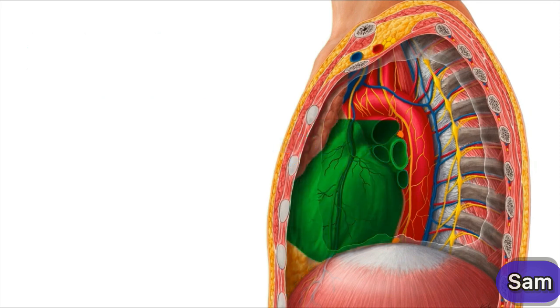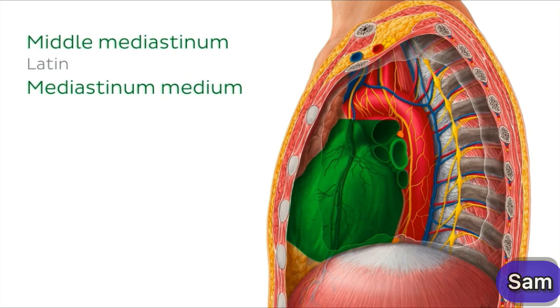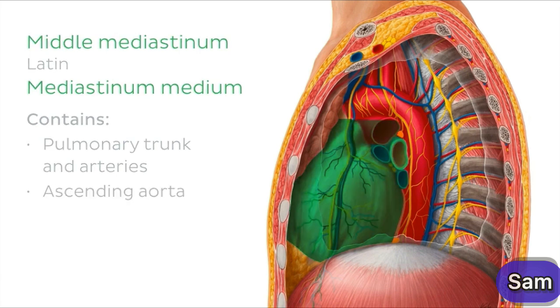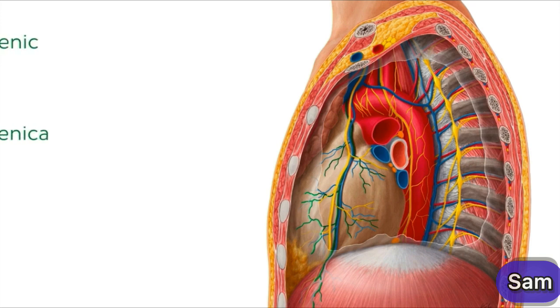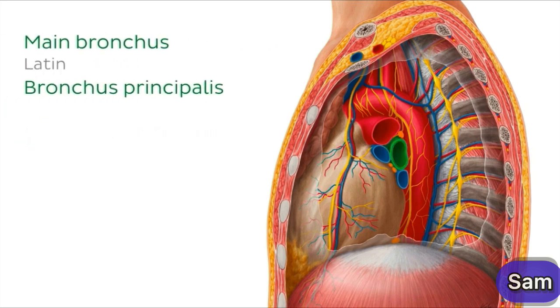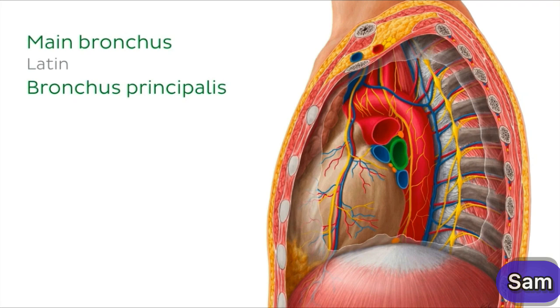Moving posteriorly, we're now entering the middle mediastinum, which is the largest portion of the inferior mediastinum. It's dominated by the pericardial sac, which means that the middle mediastinum is where our heart takes residence, in addition to the great vessels, such as the inferior part of the superior vena cava, the inferior vena cava, the pulmonary veins, the pulmonary trunk and arteries, and of course the ascending aorta. Other major vasculature in this region includes the pericardiophrenic arteries, as well as their venous counterpart, the pericardiophrenic veins. The main bronchi are also considered to be part of the middle mediastinum.